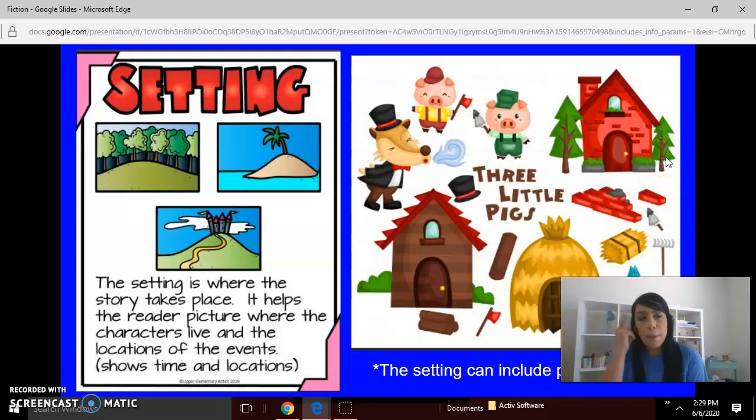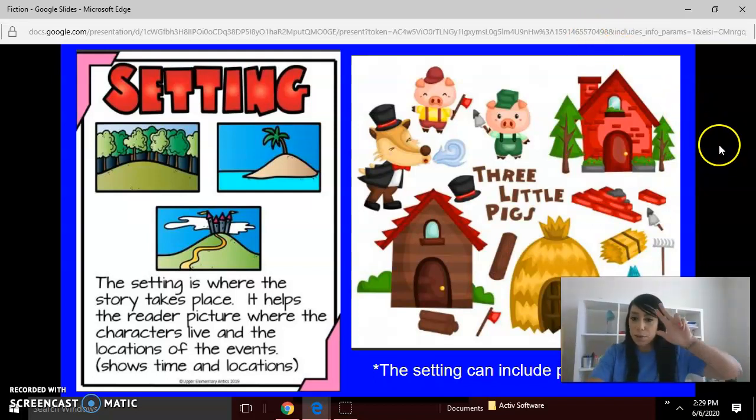Now, thinking back about the story, the 3 little pigs, did it take place during daytime or nighttime? Excellent. Yes, it took place during the daytime. So our setting would be on a farm during the daytime.